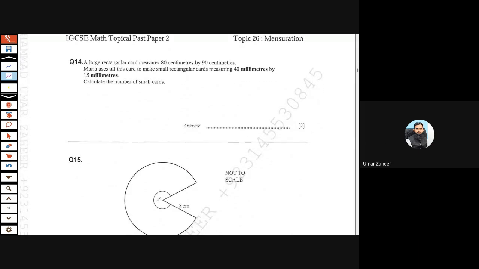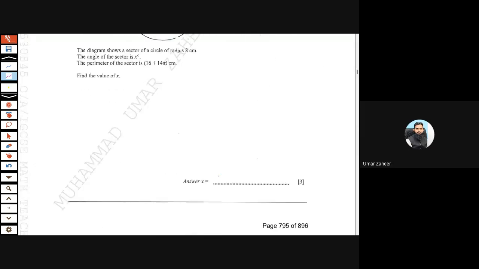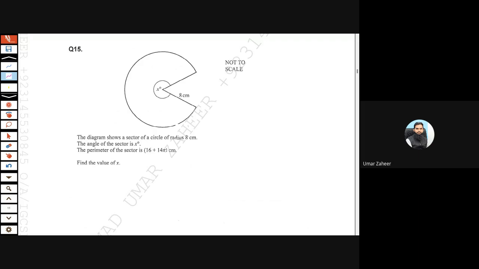All right. What is the next question? Question number 15. The diagram shows a sector of a circle of radius 8 centimeters. The angle of the sector is x degrees. The perimeter of the sector is 6 plus 14 pi centimeters. Find the value of x.